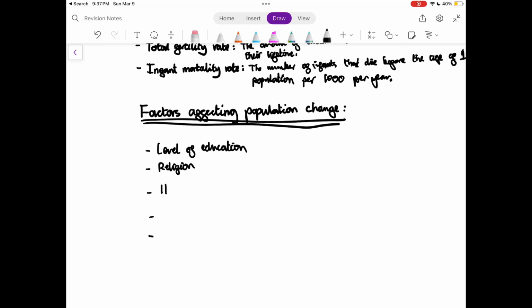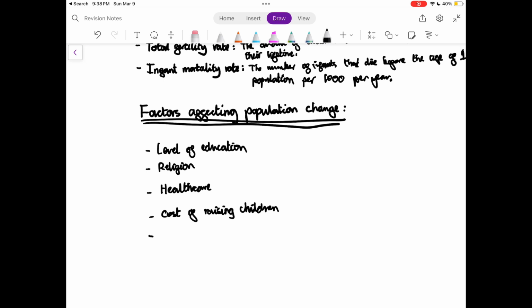The next thing is healthcare. So this relates to the availability of medicine and contraception in a country. And the next thing is the cost of raising children. So in a country, if the costs of living are quite high, then couples may be less likely to have children, and therefore this could cause a net decrease in the population.